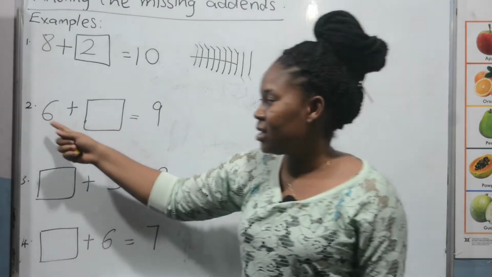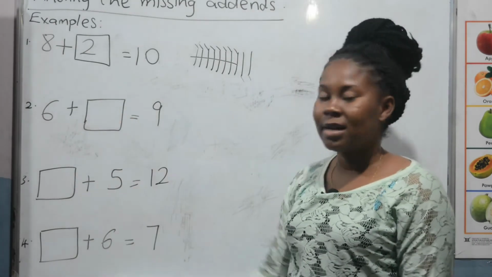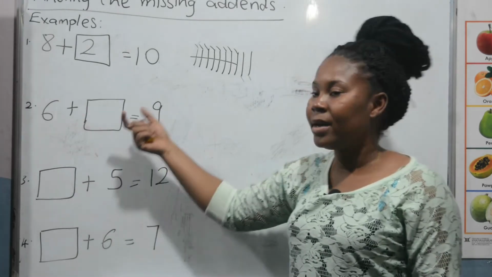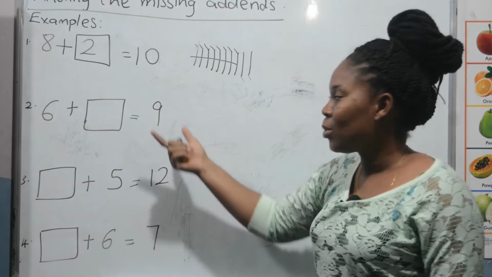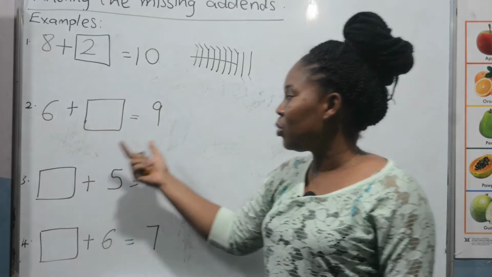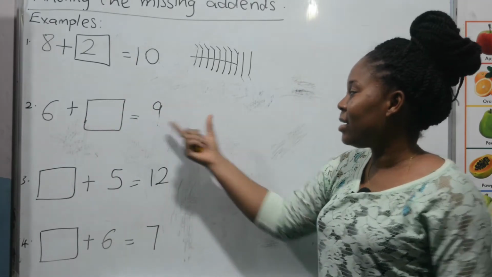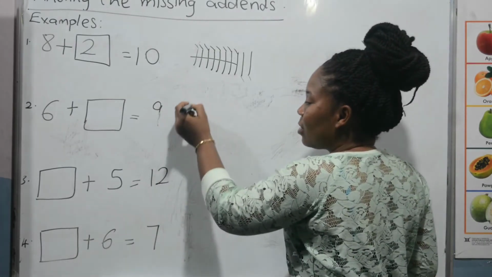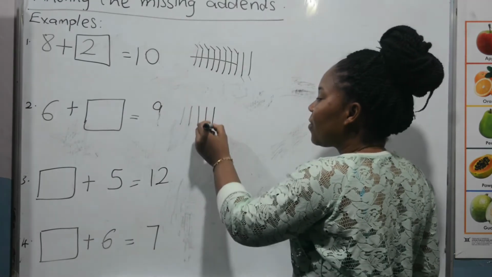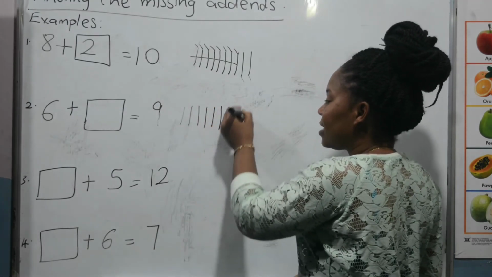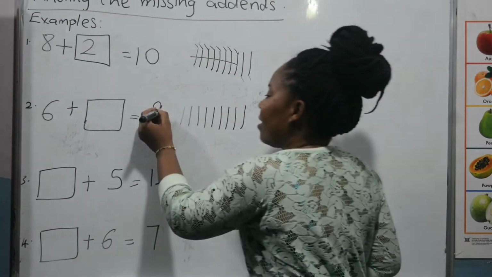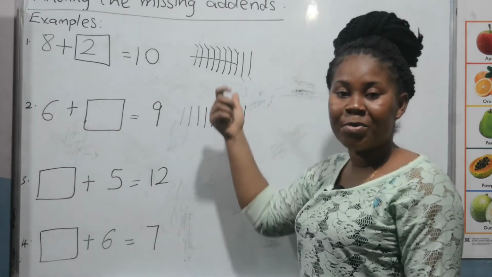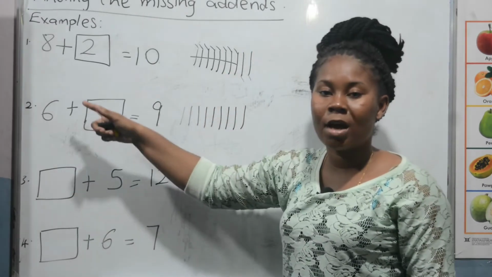I have 6 plus a missing number equal to 9. So we want to find the missing number. So we will first draw our 9 strokes on the board. So let's count 1, 2, 3, 4, 5, 6, 7, 8, and 9. We already have 6 here. So let's take the 6 out of the 9, and the remaining strokes here will be our missing number.